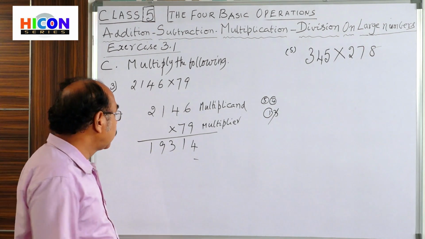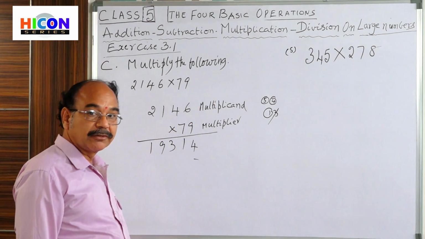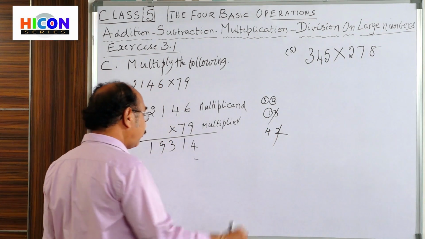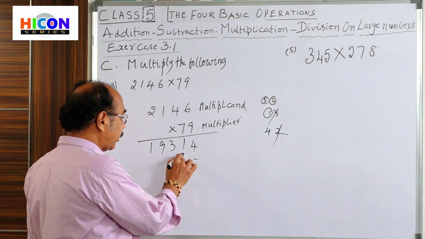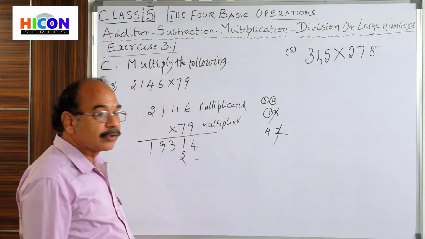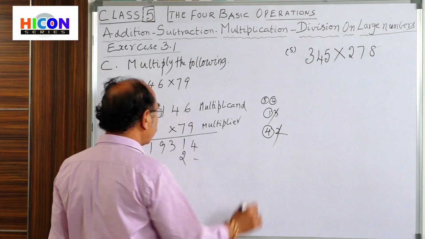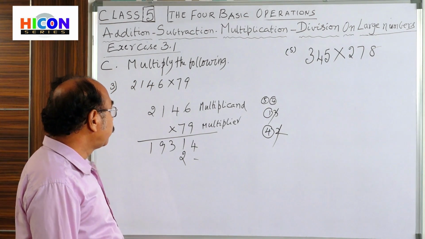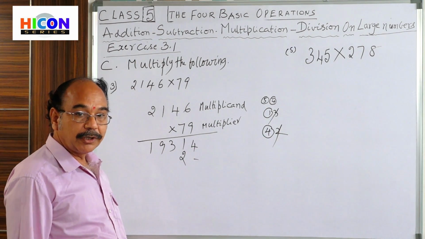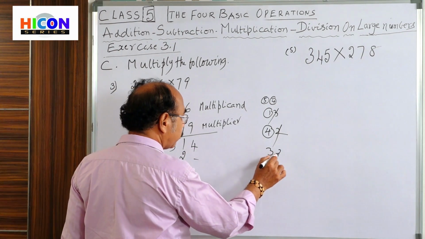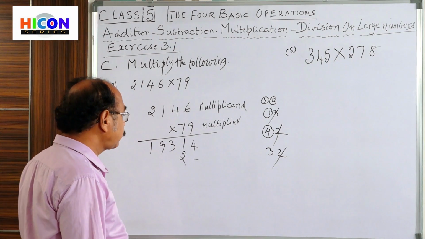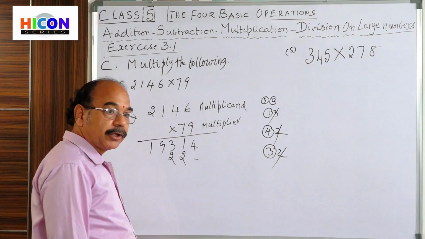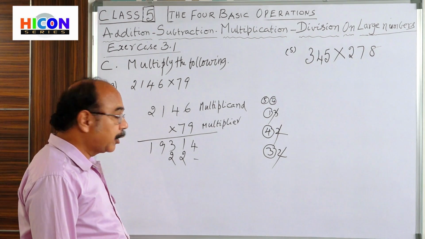From this place we have 7 6s are 42. Write 2 right here. Now 4 is there. Keep in mind. Now 7 4s are how much? 28. 28 plus 4, how much? 32. Write 2 right here. Now 3 is there. Okay. Keep it in your mind.